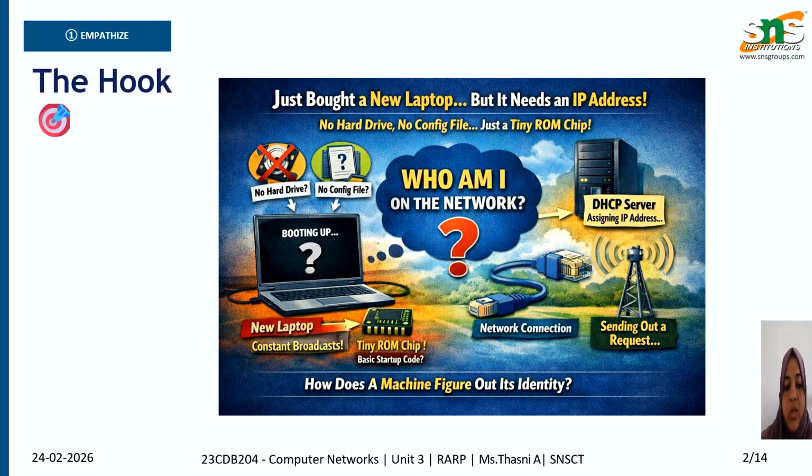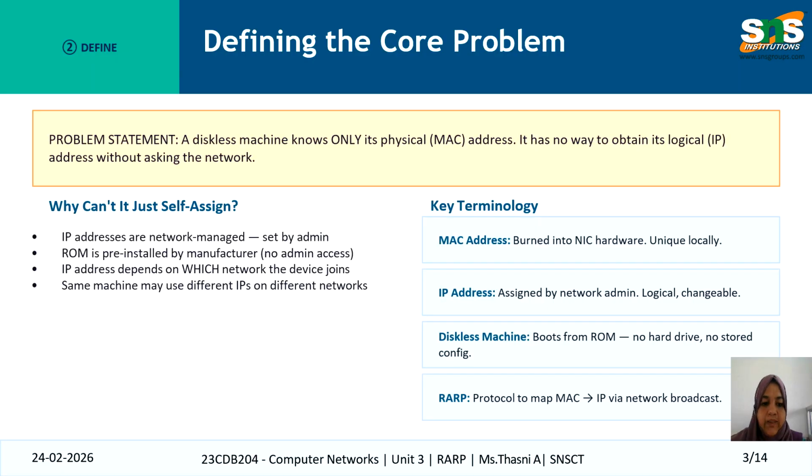First, let's see an example. Say you just bought a new laptop, but it needs an IP address. There's no hard drive, no configuration file, nothing, just a tiny ROM chip. So who am I on the network? How will we assign the IP address? How does the machine figure out its identity?